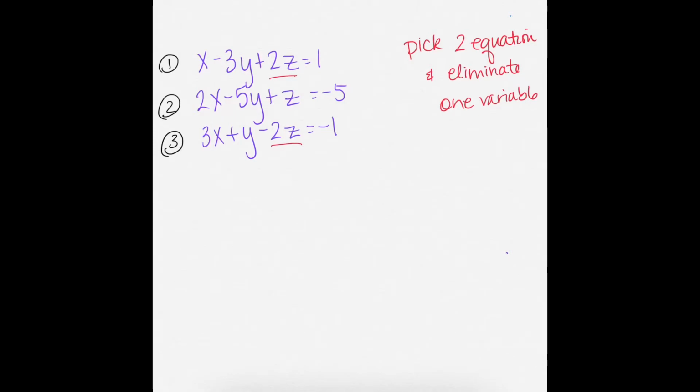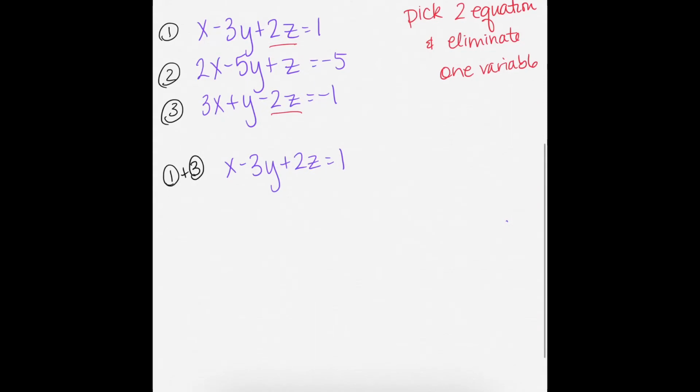So that's the least amount of work I have to do, and the less work, the less chance I have of making a mistake. So what I'm going to do is take equation 1 and add it to equation 3. So 1 plus 3. I also write my steps on the side so that not only do I know what I'm doing, but if I'm grading your paper, I can follow your steps. All right, so this is my equation 1. I'm going to write equation 3 underneath it.